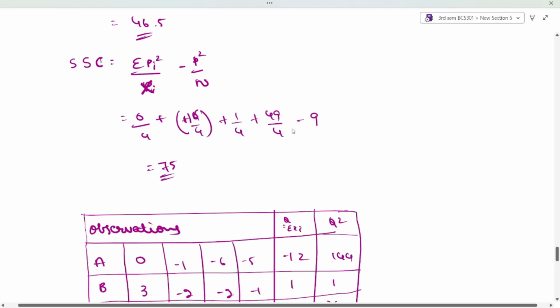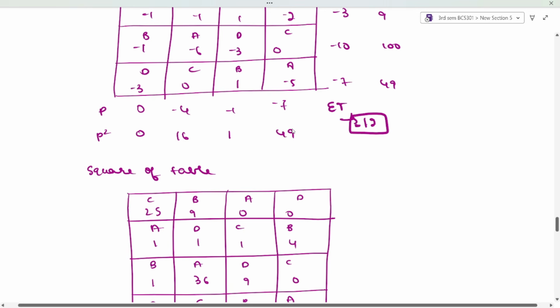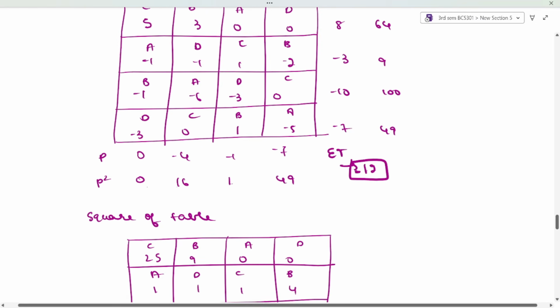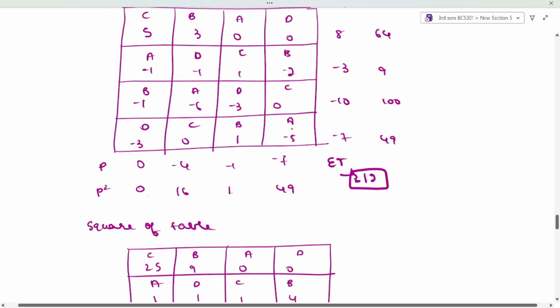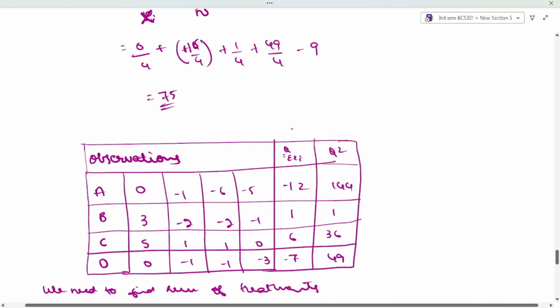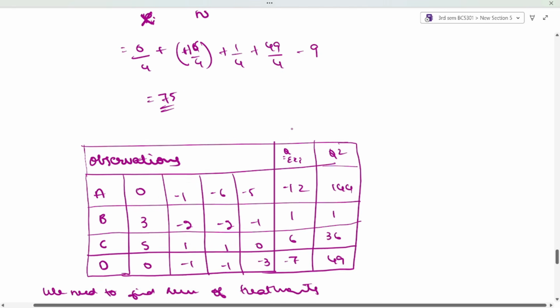Next you can find out again 0, 6, and if you add all that, you will take the values 0, 16, 1, 49 and all, and you will get the same value again. Now again you can do the operations and you will get the value as 75.